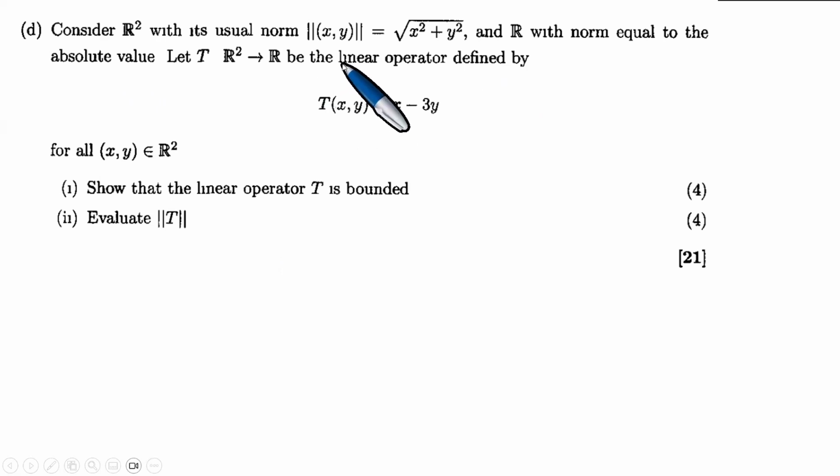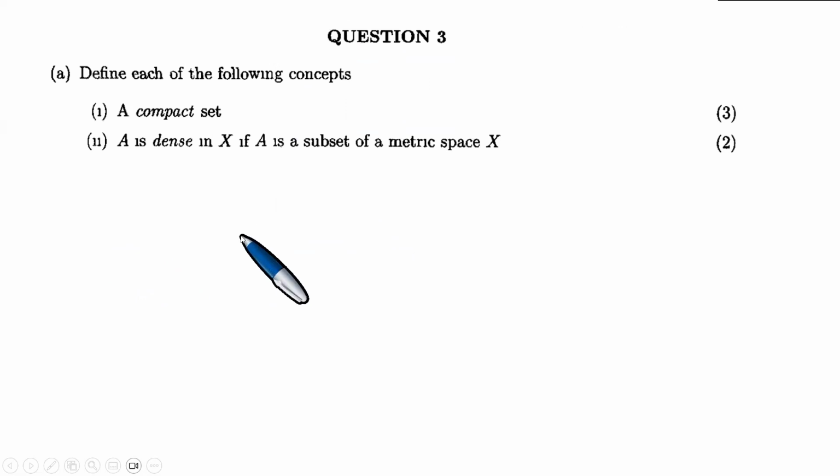Take R2 with its usual norm, R2 being the two-dimensional space endowed with the usual distance norm, and R with the norm equal to the absolute value. Let T be the linear operator defined by this, for all these ordered pairs in R2. Show that the linear operator is bounded. So you need to be able to show boundedness, and also you need to evaluate the actual norm of the linear operator. We shall look at how to evaluate the norm here. Okay, good. We move on.